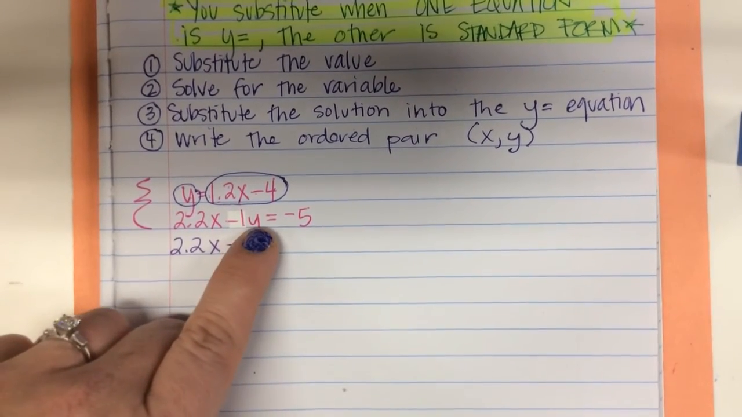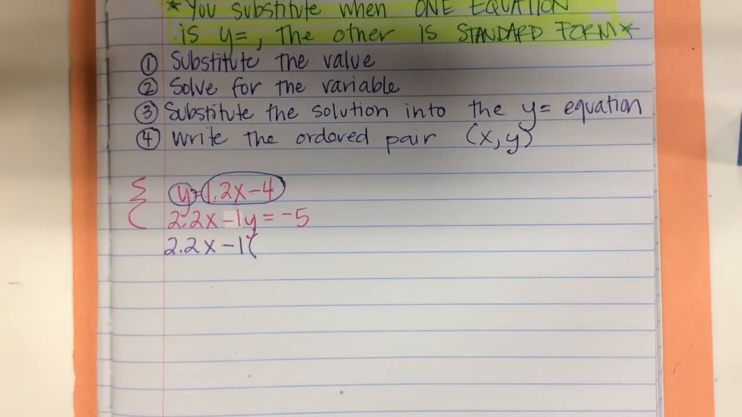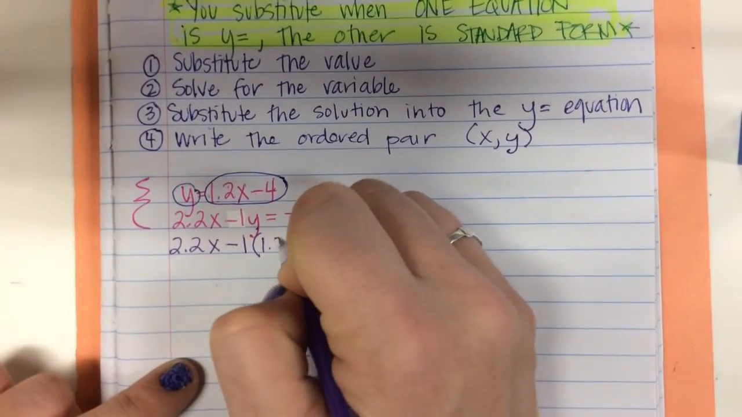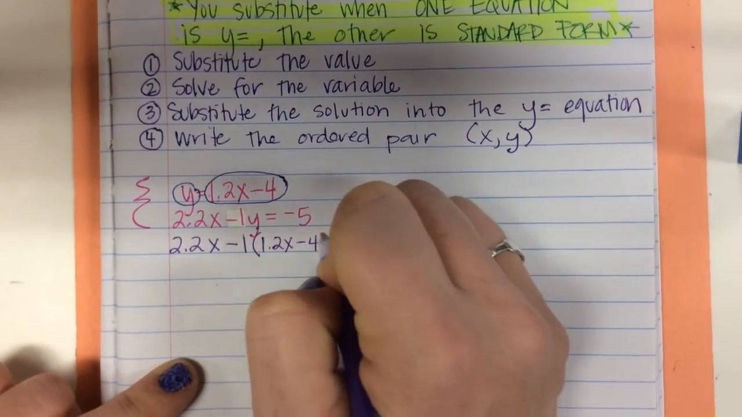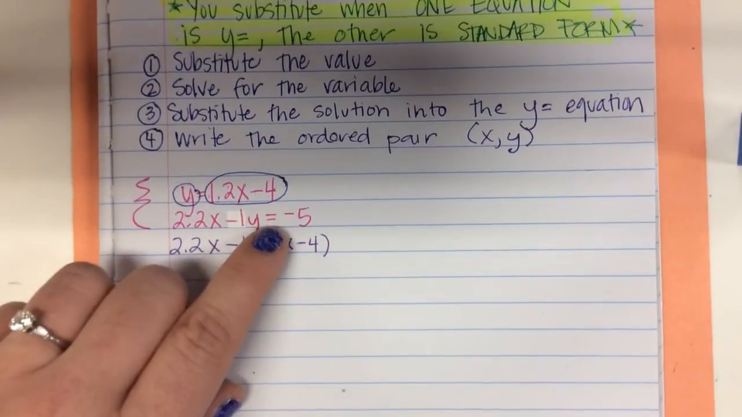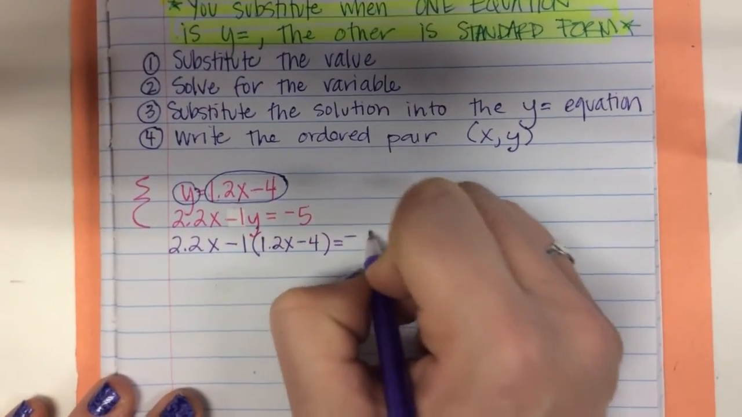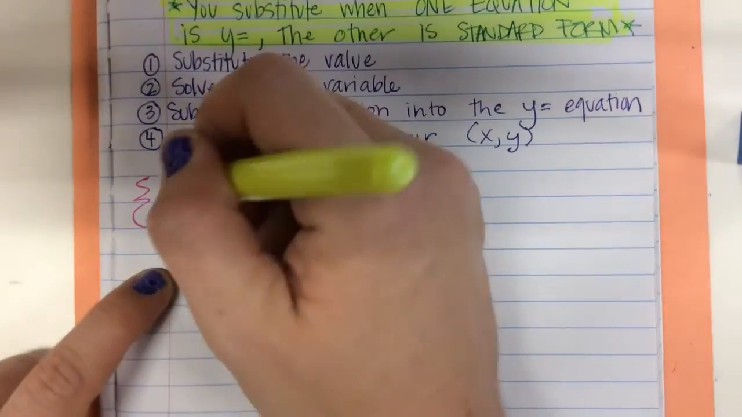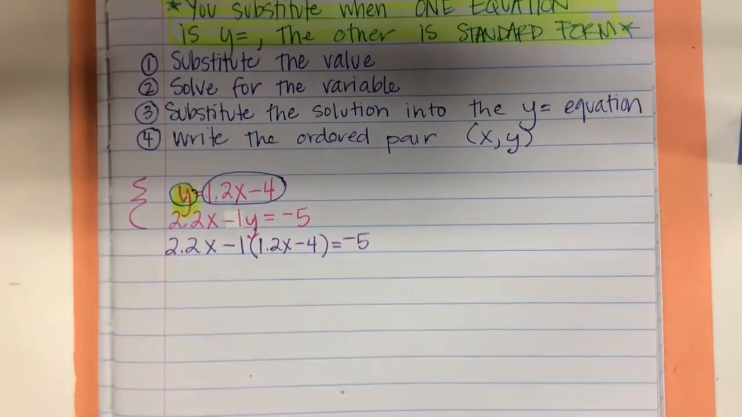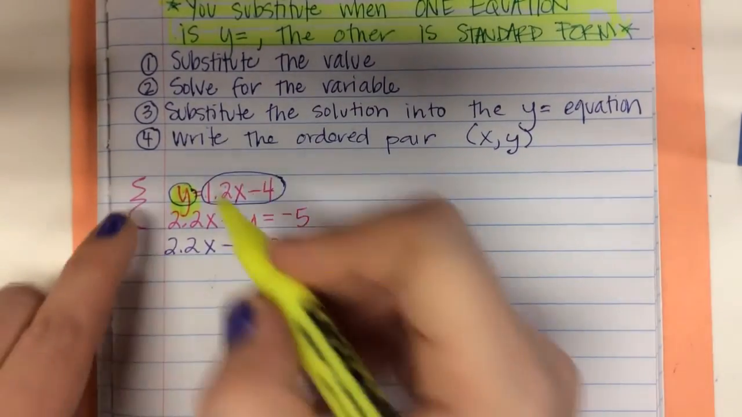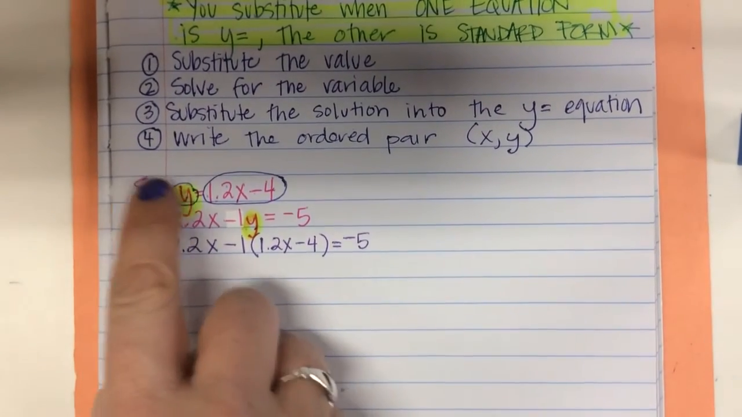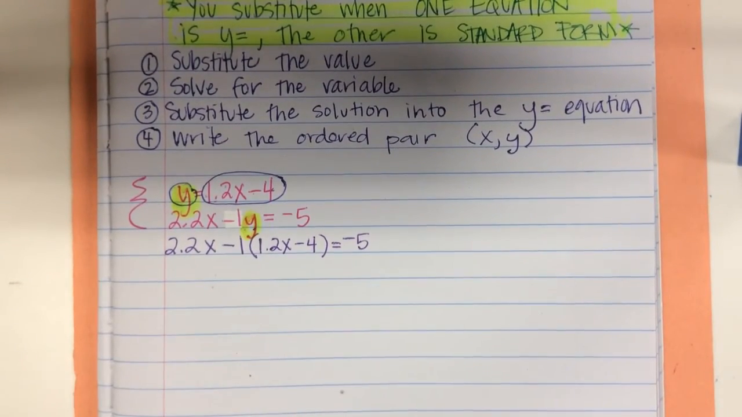What? Instead of y, what am I putting? What's the value? 1.2x minus 4 equals negative 5. Because, ladies and gentlemen, look, y is alone. The variable's already alone. So instead of y down here, I'm going to put whatever y is equal to. Can you solve this problem?